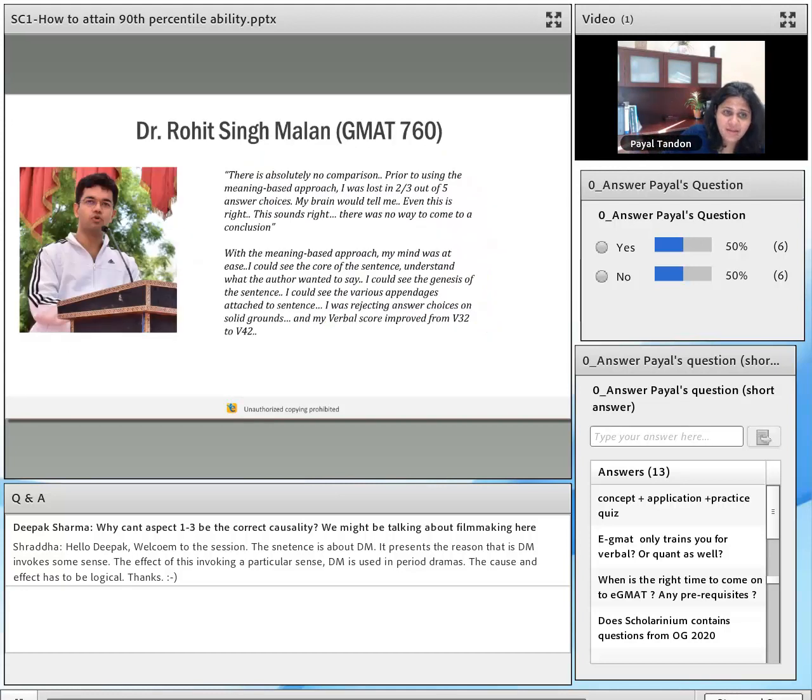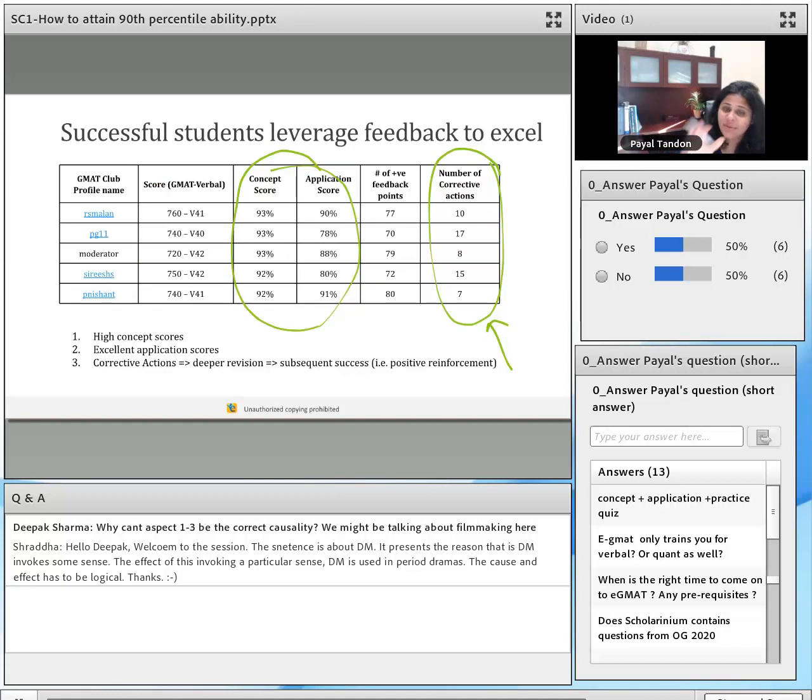Whereas when you take a look at a similar table for unsuccessful students, they had more corrective points over here, and fewer positive feedback points, because they weren't doing the course the right way. Okay.